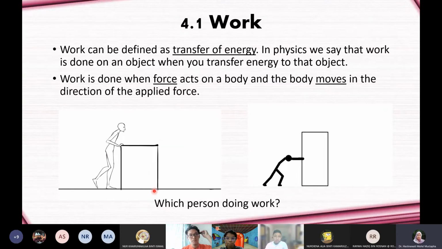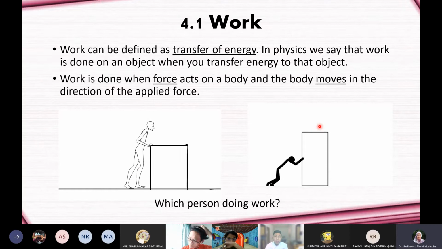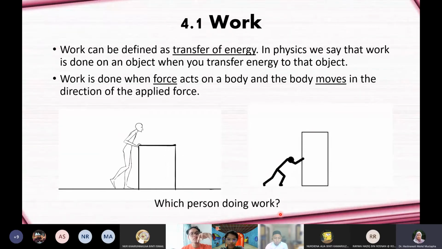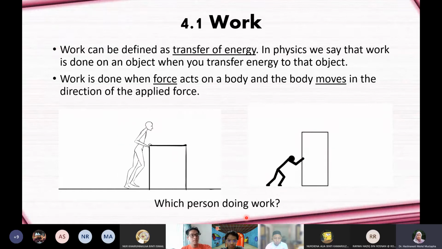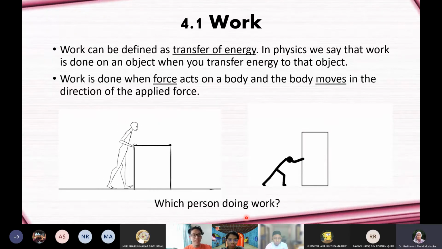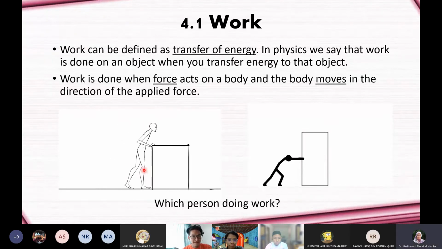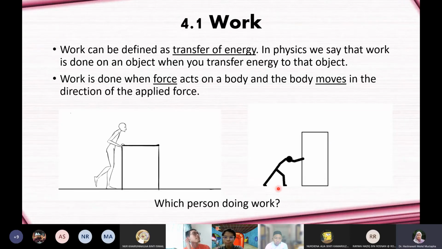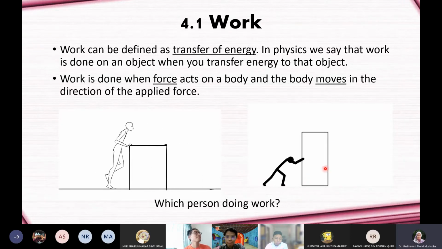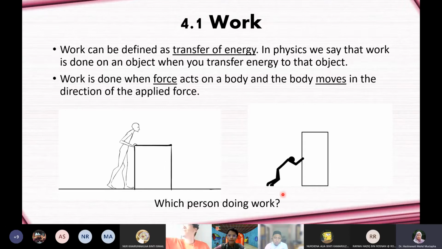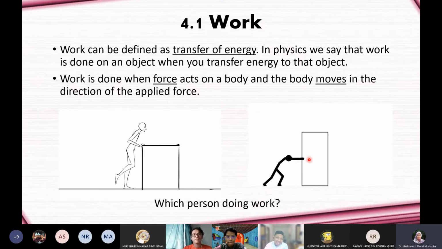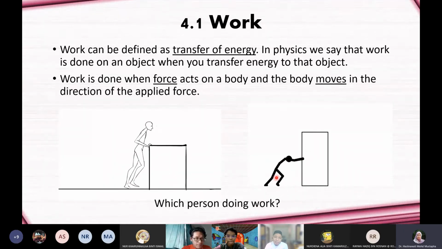Contohnya, look at these two figure here, these two situation here. Which person doing work actually? Yang mana satu yang buat kerja sebenarnya? Yang sebelah kiri, sebab yang ni dia buat macam dia cuba menolak objek tersebut tapi objek tersebut tidak bergerak. So kita katakan dia tidak buat kerja lah. Tak ada kerja yang dilakukan oleh person ni.